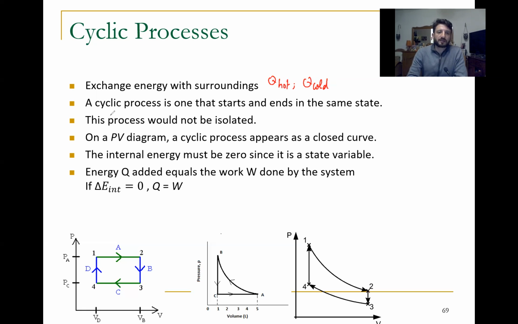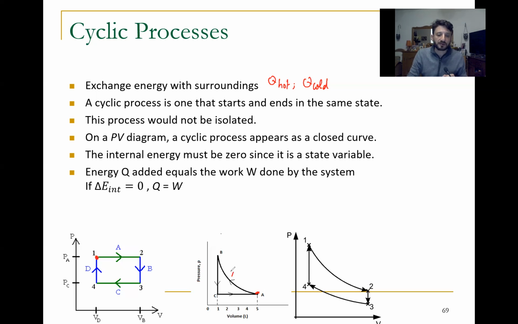Okay, second point, in the case of a cycle, we start at a point and we have to finish at the same point. For example, if I start at point 1, I go to 2, 3, 4, 1. I come back to the same point. Okay, this is a cycle. Here we have P constant, V constant, P constant, V constant. Here also, for example, we can have A to B, B to C, C to A. Okay, we come back to the same point.